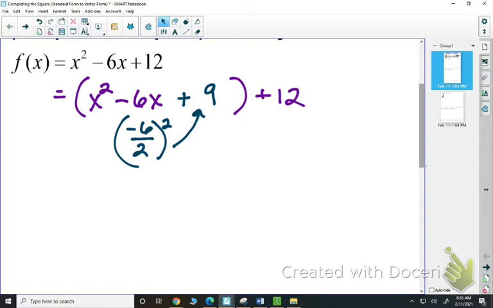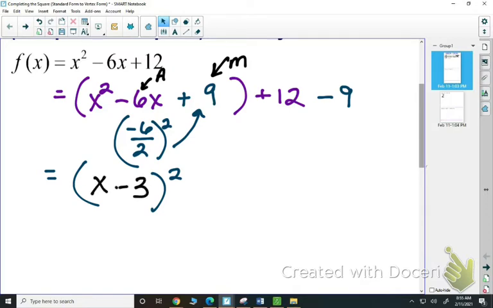But we can't just add 9 to that side and call it good. It's not balanced anymore. So if we add 9 in here, then we also have to subtract 9 out there, because 9 minus 9 is 0. So we really didn't make a change. Okay, so the way this factors, if you need to think about it, we can do it this way. What multiplies to give me 9 and adds to give me negative 6? Hopefully you're thinking negative 3 and negative 3. So it should be just x minus 3 quantity squared.